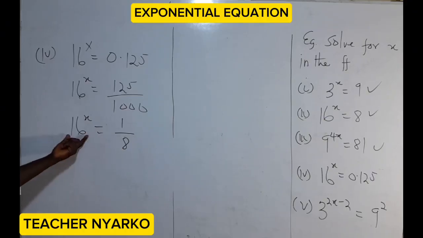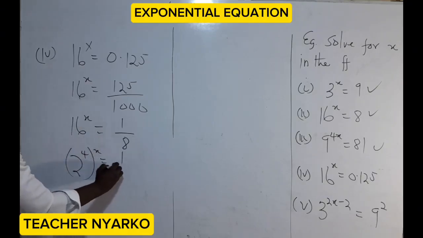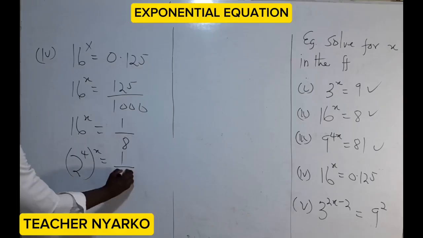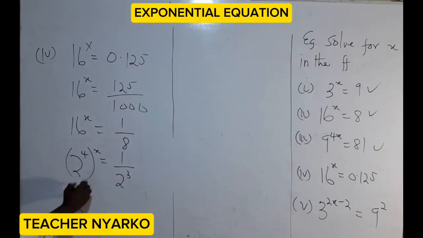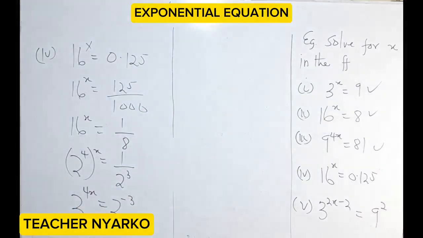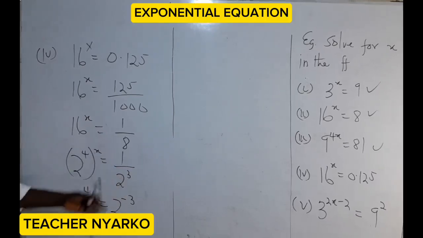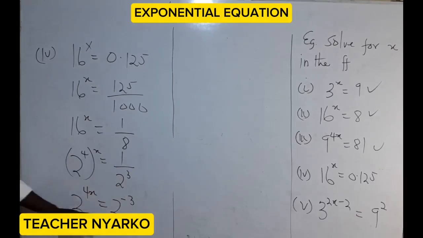Can we express 16 to have base 2? The value is supposed to be 2, okay? Because 16 can be expressed as 2 raised to the power 4. Don't forget your x is here. And we have 1 over 8 can be expressed as 1 over 2 raised to the power 3, okay? They have to be on the same level. So 2 raised to the power 4 times x is 4x. And this is the same as 2 exponent minus 3. Why? Because 1 over 2 raised to the power 3 is the same as 2 exponent minus 3, the inverse approach, okay? Now the bases are the same, so we can equate the exponent.